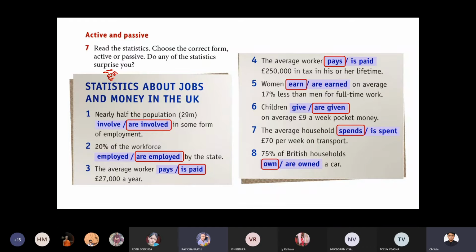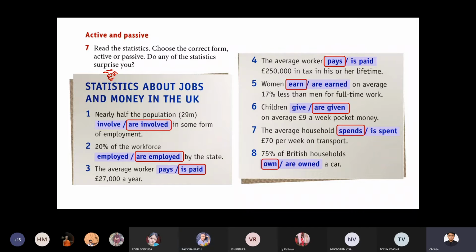Five, women earn on average 17% less than men for full-time work. Six, children are given on average £9 a week pocket money. Seven, the average household spends £70 per week on transport. Eight, 75% of British households own a car.